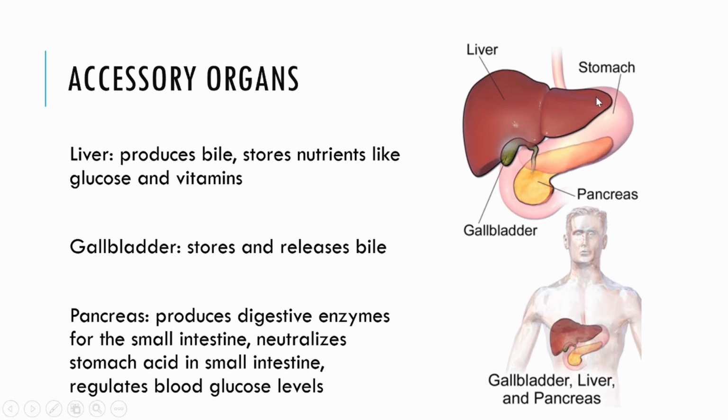So we look at the image, we see the liver here. It's one of the largest organs you have in your body. And the gallbladder, which is usually found kind of hidden underneath this side of the liver. They're really kind of tied together. They're very close to each other.